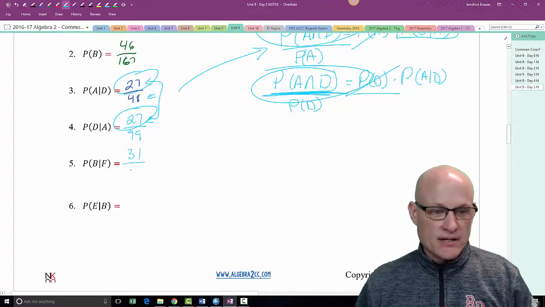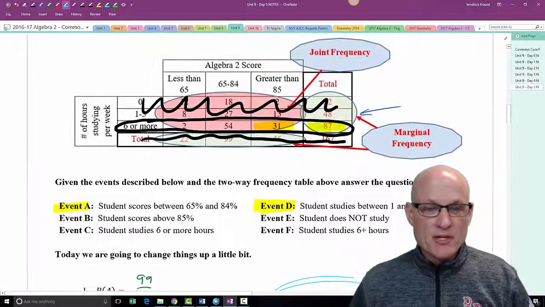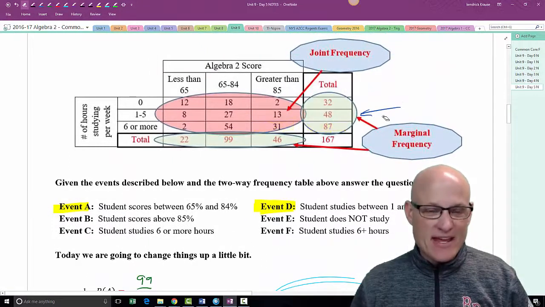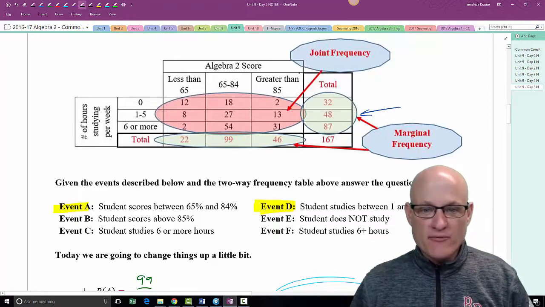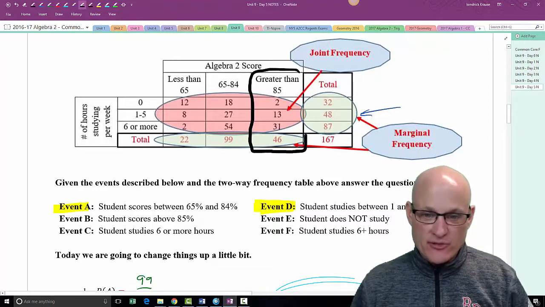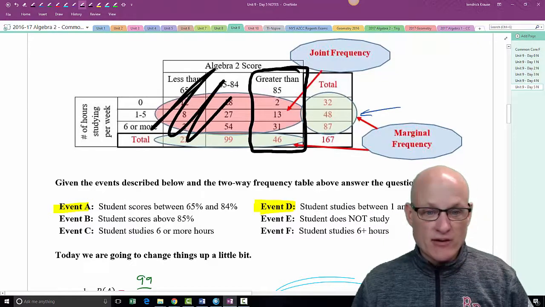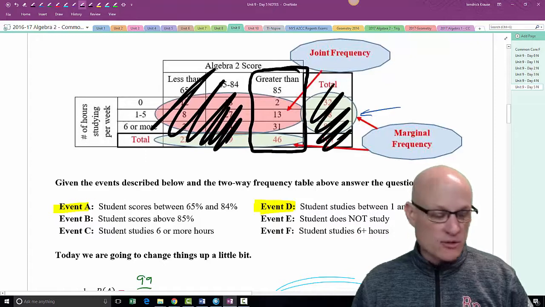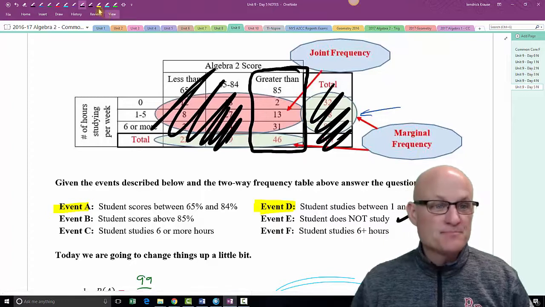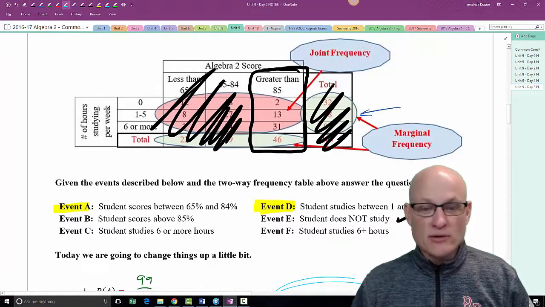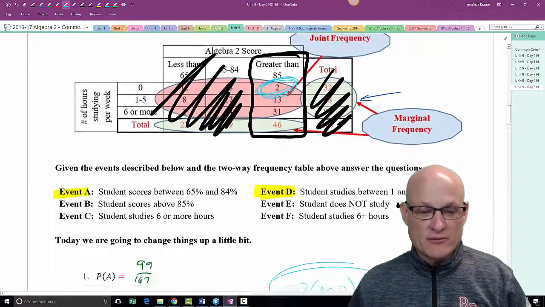31 out of 87. And finally, E given B. So B is my new universe, given that I have to stay within B. What's B again? Scored above 85. Given B, this doesn't count anymore, and this doesn't count anymore. So what is the probability of E given B? Basically, what we're saying is how many of the kids that scored above 85 didn't study? 2 out of 46.